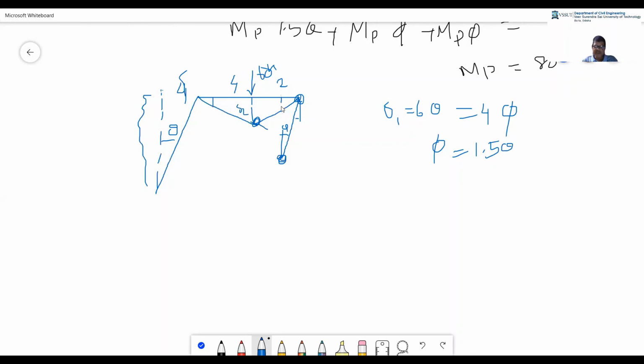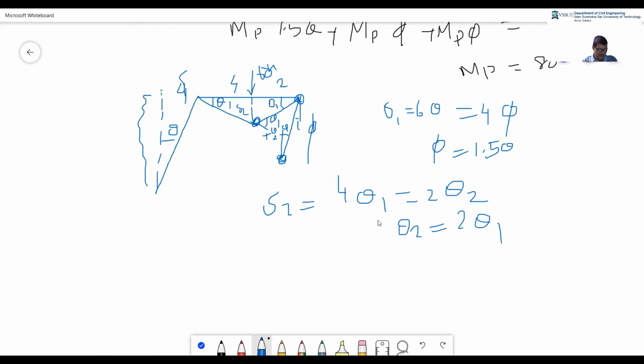Now here we'll find this is 4. For this relationship, this is theta 1, this is theta 2, and this is theta 1 plus theta 2, right? This is equal to 5. Now what will happen? Delta 2 is equal to 4 theta 1, which is equal to 2 theta 2. So theta 2 is equal to 2 theta 1. So now we can put all these values.